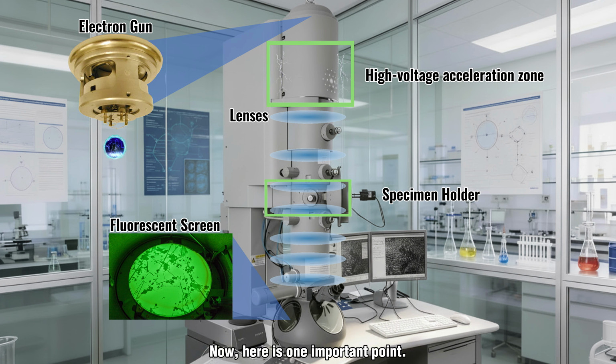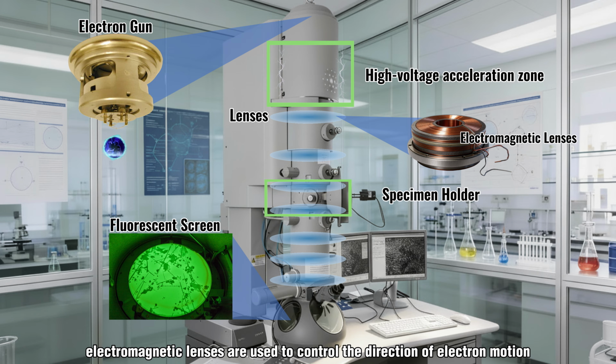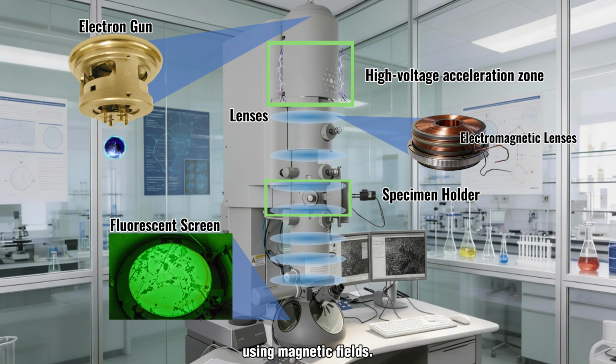Now here is one important point. Even though accelerated electrons acquire wave-like properties, they are still particles. For this reason, the glass lenses used in optical microscopes cannot be used in the same way. Instead, by taking advantage of the fact that electrons have electrical properties, electromagnetic lenses are used to control the direction of electron motion using magnetic fields.